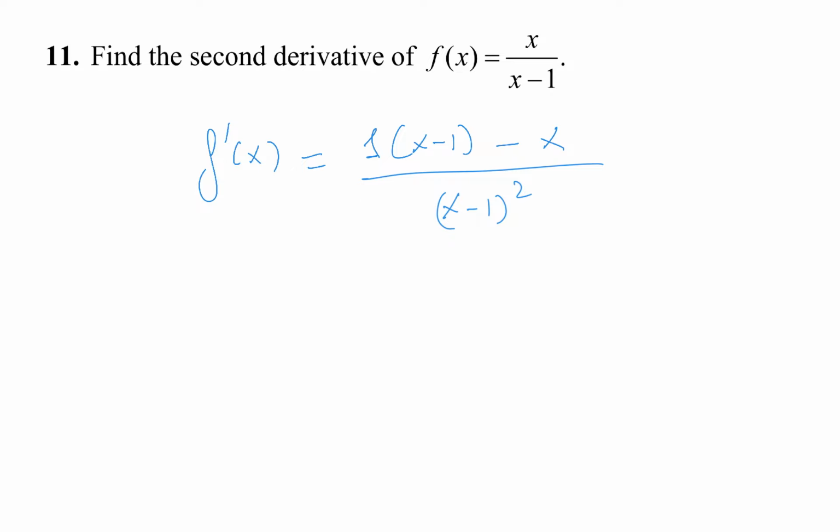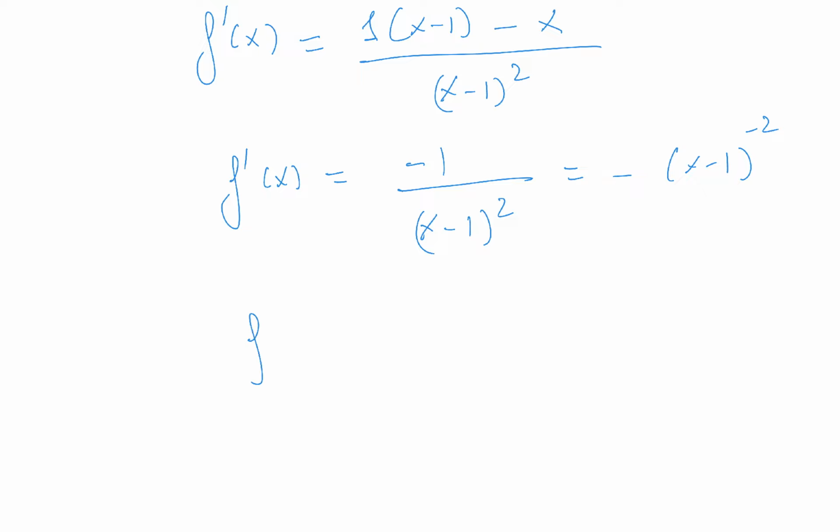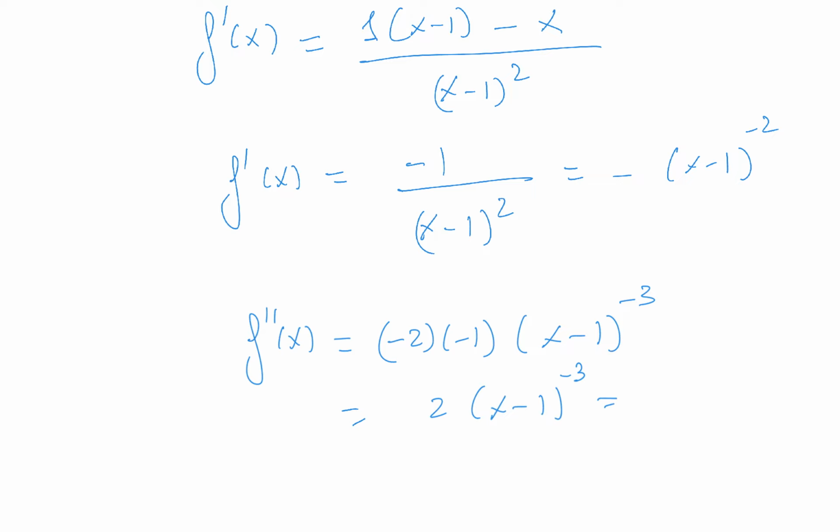Now we solve the numerator, and the first derivative of the function is 1 times (x minus 1) minus x. 1 times x minus x is 0. So in the numerator will appear minus 1, divided by (x minus 1) squared, or minus (x minus 1)^(-2). Now let's do the second derivative. Applying the power rule, it will be minus 2 multiplied by minus 1. This would be a plus sign. (x minus 1)^(-3). Or in other words, 2 multiplied by (x minus 1)^(-3), or 2 divided by (x minus 1) cubed.